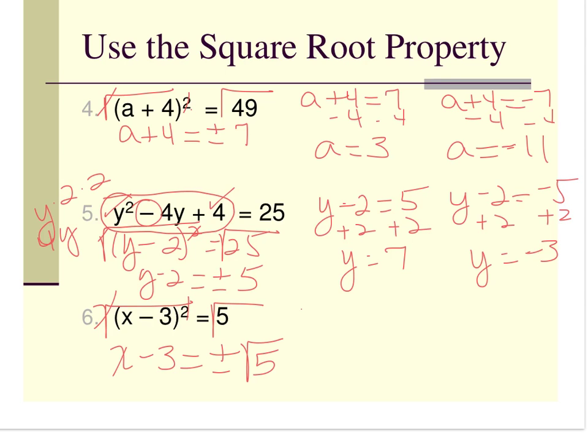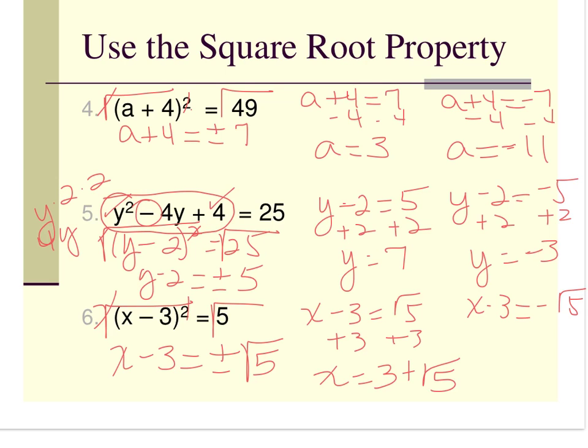And now I have two problems to solve just like before. It's equal to a positive square root of 5, and it's equal to a negative square root of 5. Alright, so I have got to add 3. Here's the tricky thing about this. 3 is not underneath a square root, 5 is. They're not like terms because the 3 doesn't have the square root. So all I can do with my answer is put 3 plus the square root of 5. And when I do the plus 3 over here, it's the same thing. It's going to be x equals 3 minus the square root of 5.